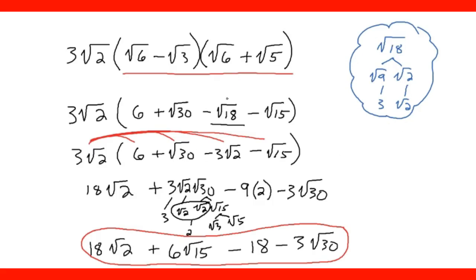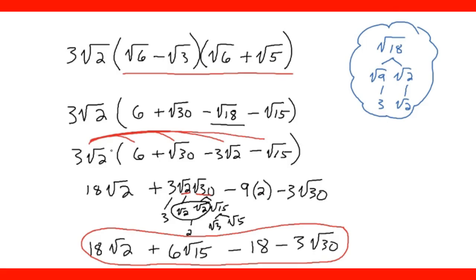Okay, I want to just point out a few things along the road here. I multiplied through by the 3 radical 2. The first term gave me 18 radical 2, and the second term gave me 3 radical 2 times 30. I could have written 3 radical 60. That would have been okay, but I decided just to leave the radicals separate because I was thinking that there was a 2 embedded in this 30, so I was going to need to break that down and get the buddies. So 3 times 2, I get 6 radical 15.